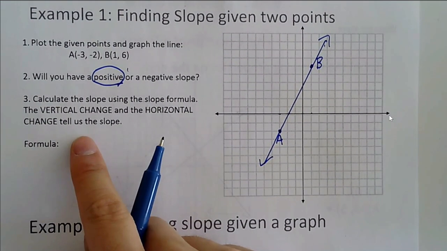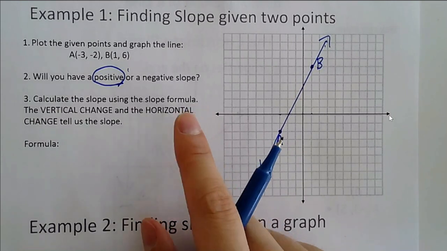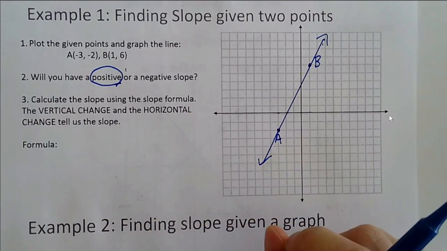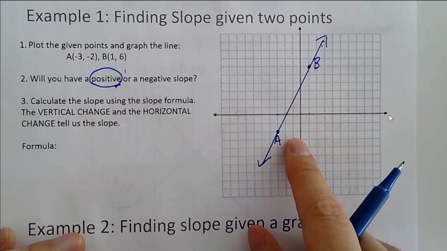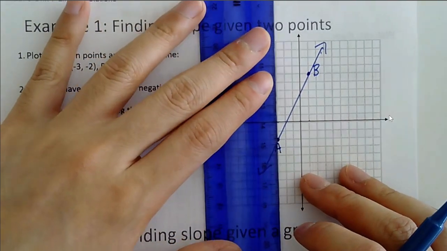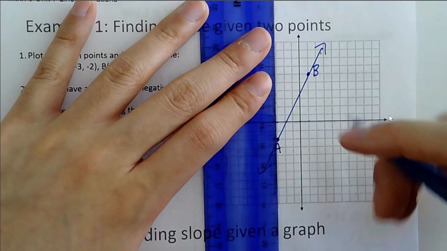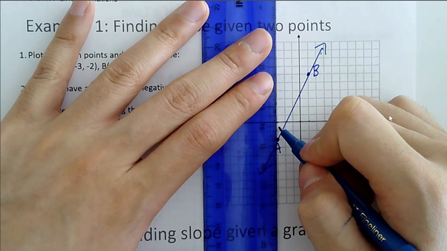And next, it says calculate the slope using the slope formula. So I'm going to tell you two different ways to find out the slope of this graph. Both of them, the first step involves figuring out how much it's going up by and dividing it by how much it's changing left to right.